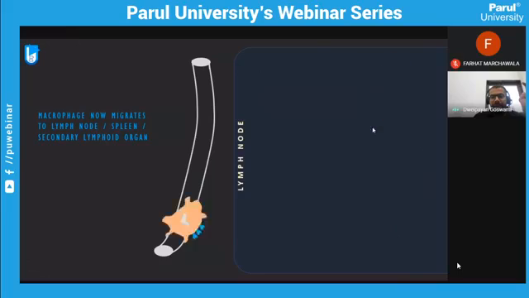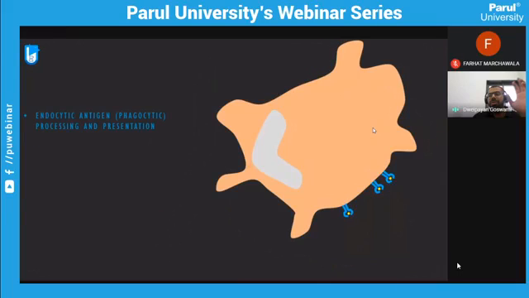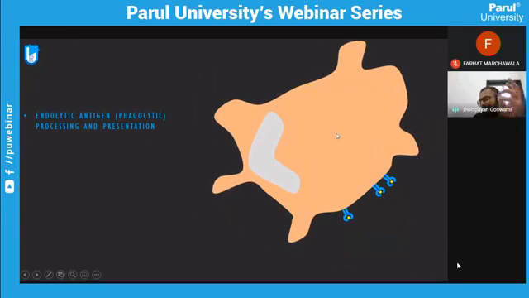So this cell can be a macrophage, this cell can be a dendritic cell, and this cell can even be a B cell. If it is a B cell, it will have an antibody on the top. That's it. And as they have the ability to present MHC class 2, macrophage, dendritic cell, and B cell, these three cells are also called professional antigen presenting cells, because they have this ability to express MHC class 2 on the surface, because they are doing a little bit extra after killing the bacteria.